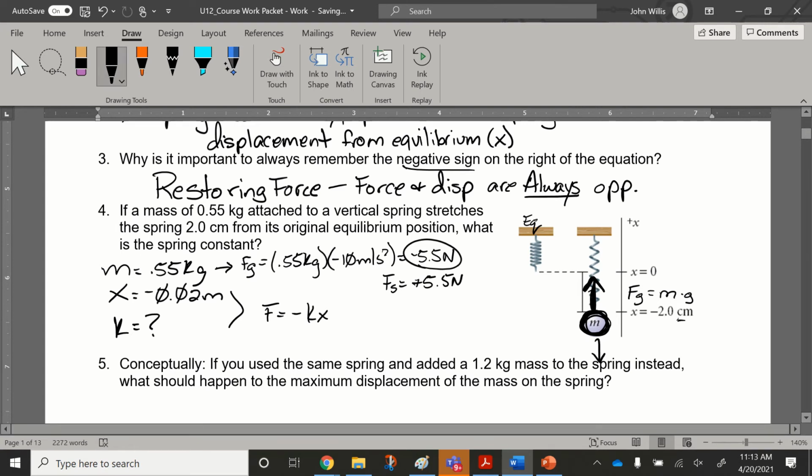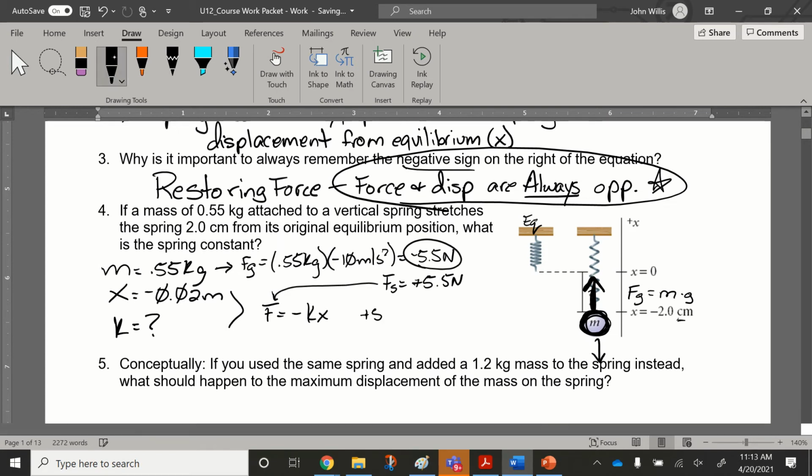Right? That's a nuanced detail, not the end of the world. For this unit, I'm just looking to make sure that you keep force and displacement vectors to have opposite signs when you go to plug this in. So I'm not going to be a stickler over whether or not your answer is positive or negative, so long as when you set it up, one is opposite the other. That's all I care about. So we get a positive 5.5 newtons is equal to negative K multiplied by negative 0.02 meters.